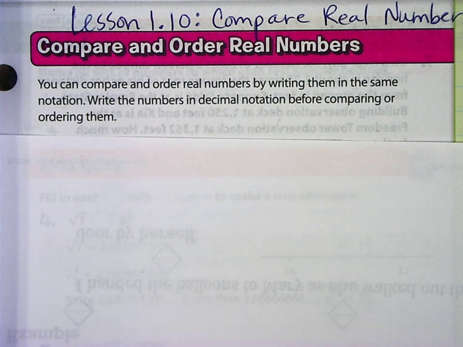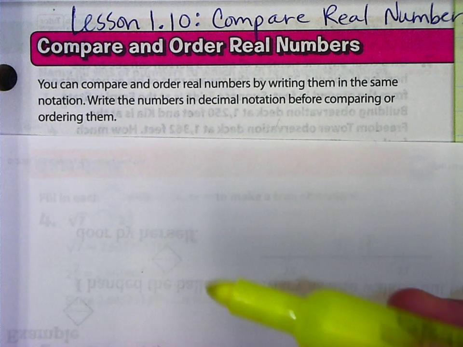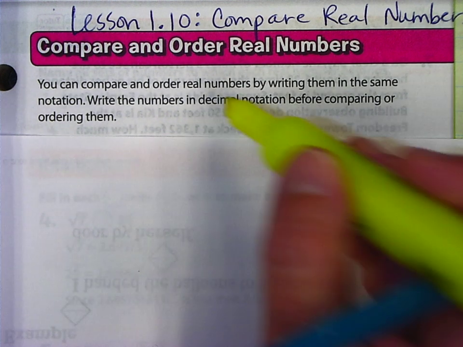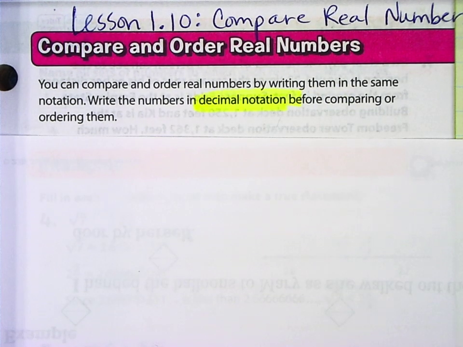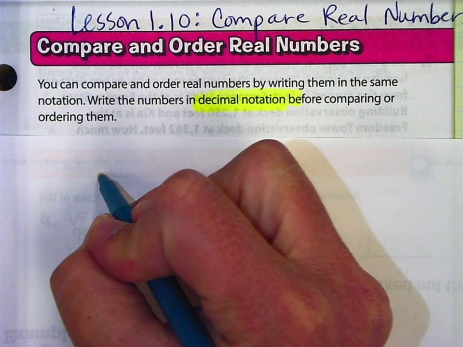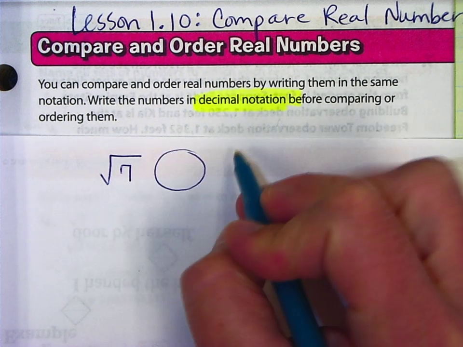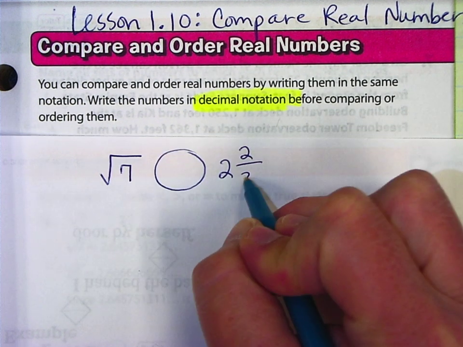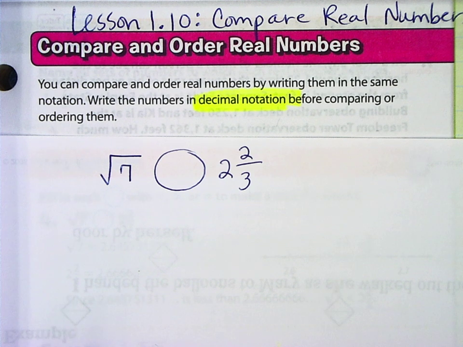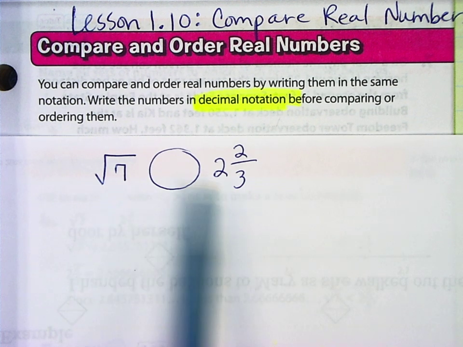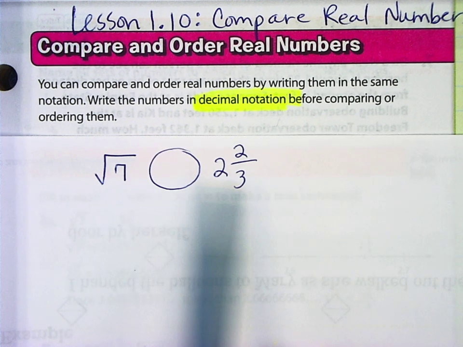Okay, so we're going to compare real numbers, and the only way to do that is to turn them into decimals. They need to be the same kind of number before we can compare them. So let's take a look at the square root of 7 and 2 2/3. Okay, so these are two different numbers. This is a square root, this is a mixed number. We need to change these both into decimals.